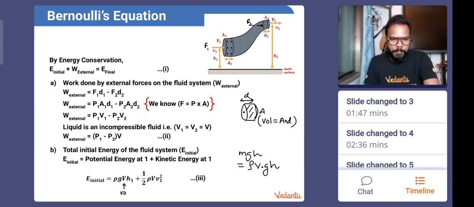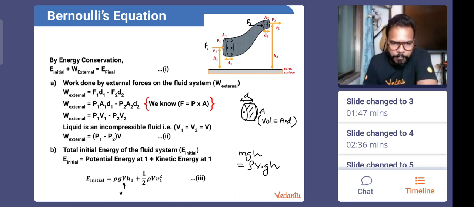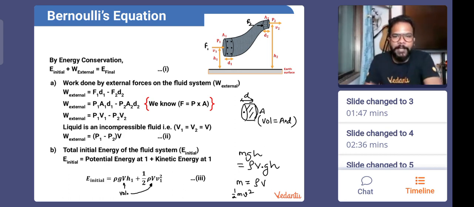This V is the volume. Rho into V, this is volume, correct? So rho into g into V into h1 is basically mgh. Similarly, as we know, mass is nothing but density into volume. I want to write down kinetic energy. It will be half mv square. So the kinetic energy becomes half into rho into V, that is its mass, into the velocity square, which the liquid has when it is entering at cross section number 1. So we have half mv square and mgh written over here. I hope everyone understands this: potential energy at 1 and kinetic energy at 1.